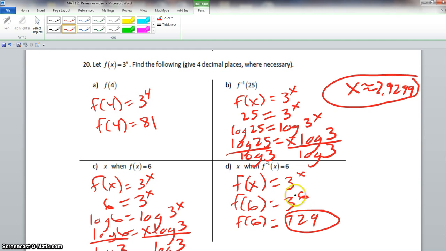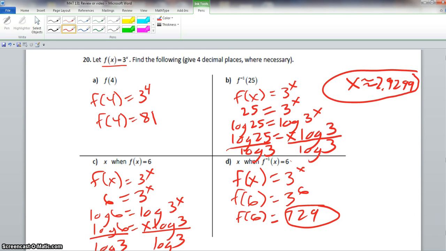Now let me go back and clarify something. Remember, when we find the inverse value, f inverse of x, this will give us what our x value is. So we would solve for x in the original problem, and that will give us what our x value is for the inverse. So f inverse of 729 is equal to 6. So that's what that means.